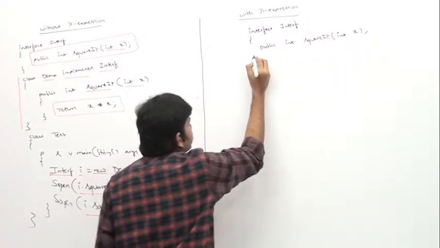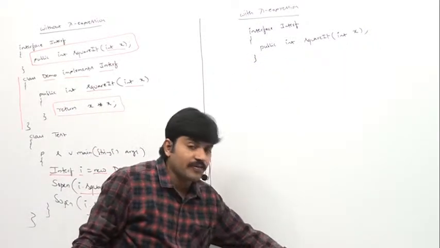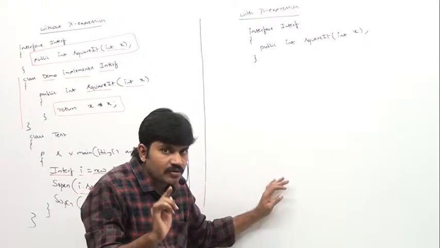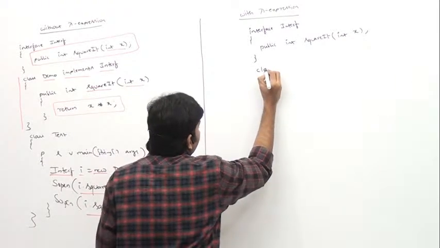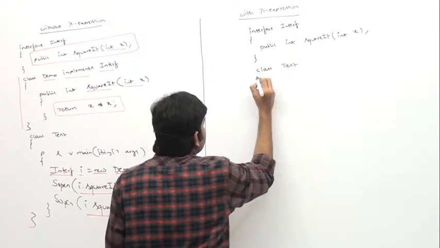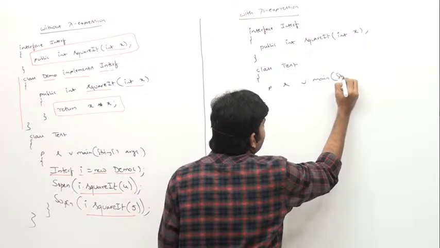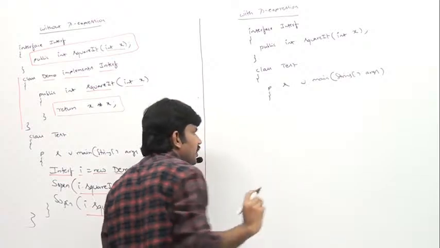Are you getting? int x. This is my interface. Sir, can you please tell, is it a functional interface or not? Yes. If it is a functional interface, then only we can use lambda expression. Remember that. Here, class Test, public static void main method, public static void main(String[] args).